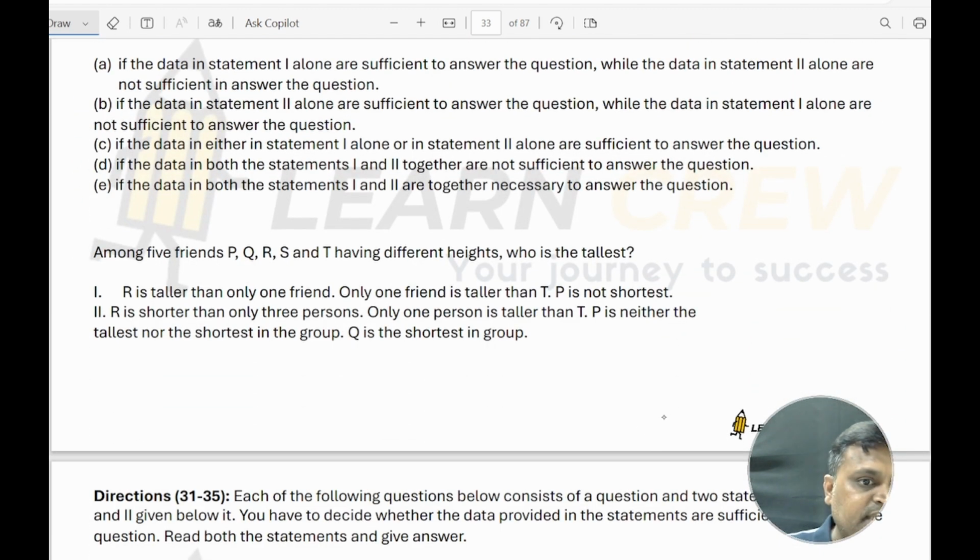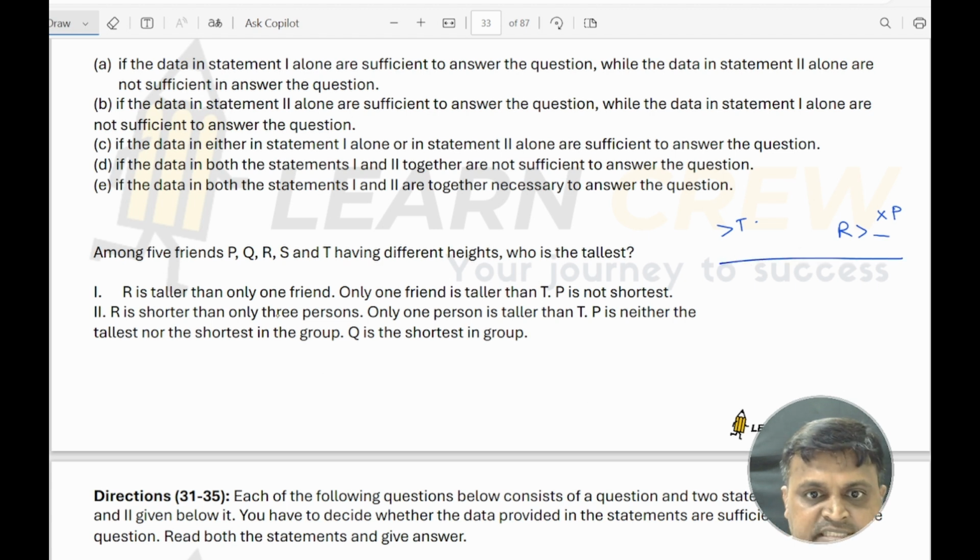Next, R is taller than only one friend. Only one friend is taller than T. P is not shortest, so this is not P. So from this you cannot say anything about who is tallest. One itself is not sufficient.